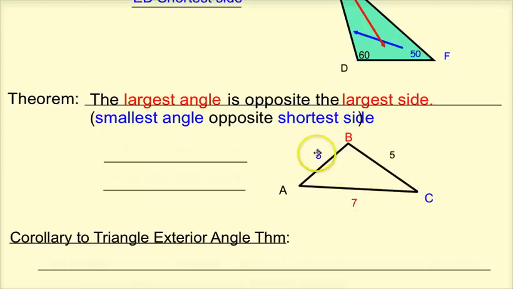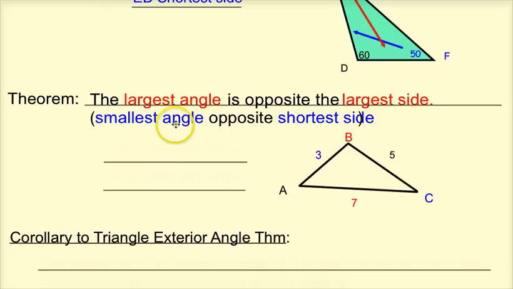And as you notice, if I take the two smallest sides and add them, 3 plus 5 is 8. That has to be greater than that third side. So that first theorem works also. But my largest angle is going to be angle B because that is opposite the largest side. AC is my largest side. Shoot right across. Angle B is my largest angle.